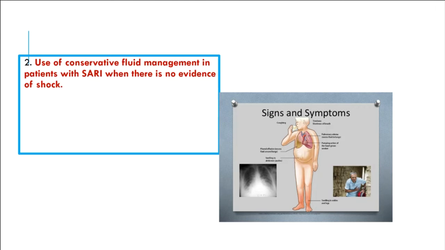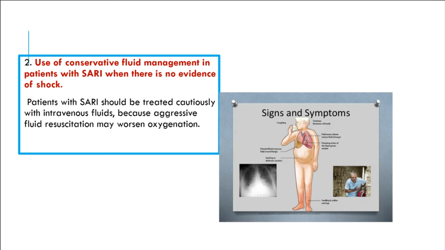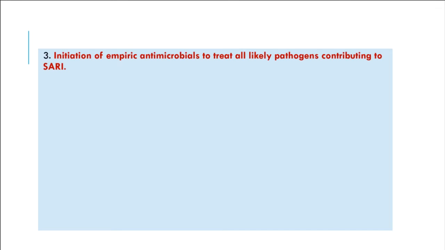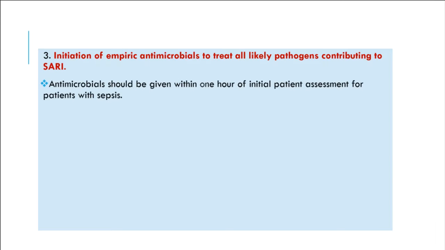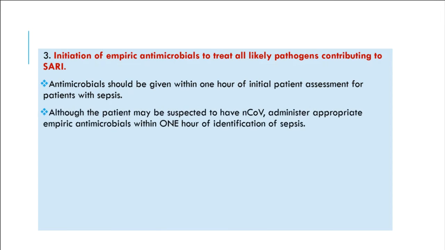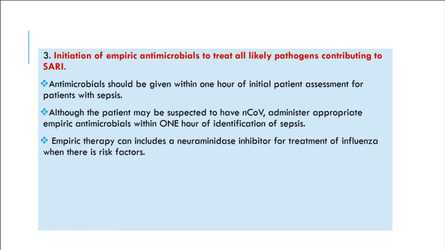2. Use of conservative fluid management in patients with SARI when there is no evidence of shock. Patients with SARI should be treated cautiously with intravenous fluids, because aggressive fluid resuscitation may worsen oxygenation. 3. Initiation of empiric antimicrobials to treat all likely pathogens contributing to SARI. Antimicrobials should be given within 1 hour of initial patient assessment for patients with sepsis. Although the patient may be suspected to have nCoV, administer appropriate empiric antimicrobials within 1 hour of identification of sepsis. Empiric therapy can include a neuraminidase inhibitor for treatment of influenza when there are risk factors.